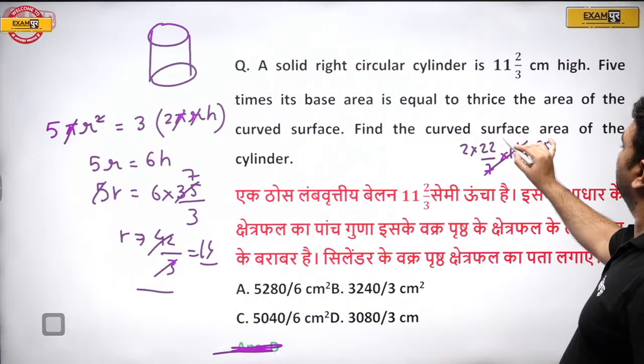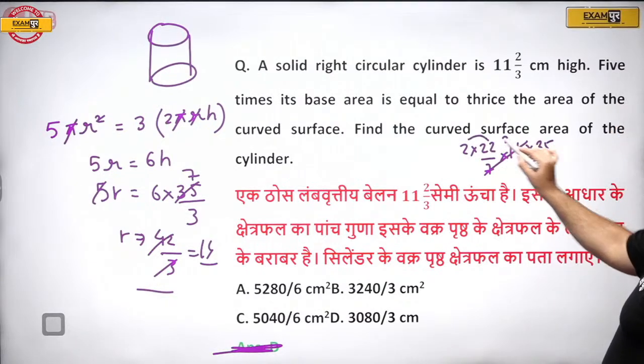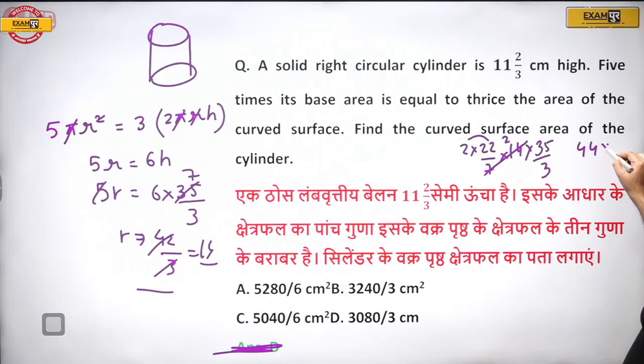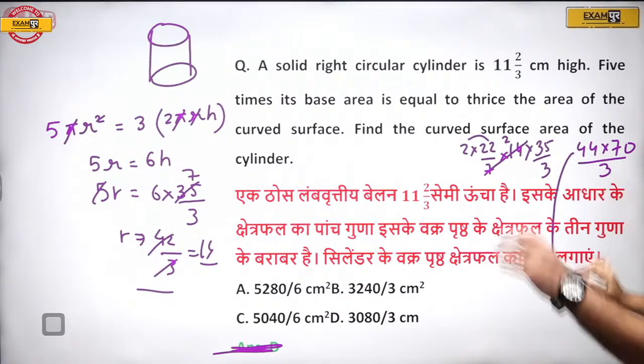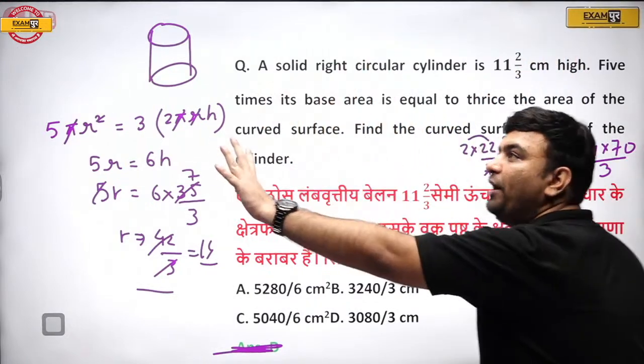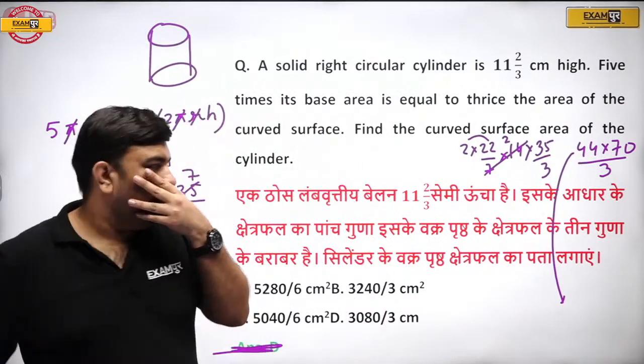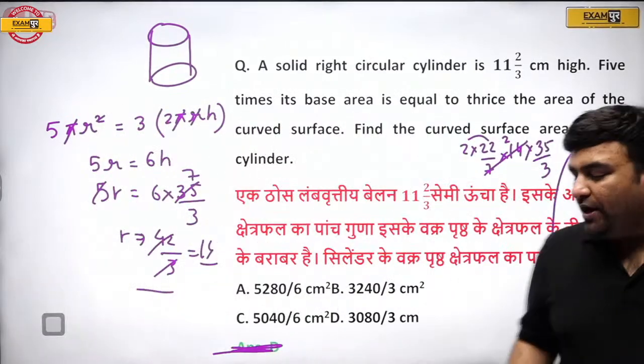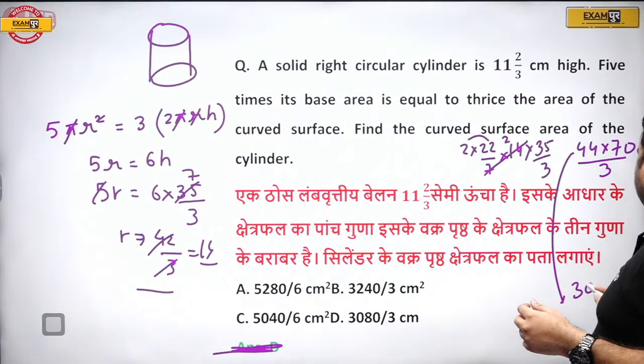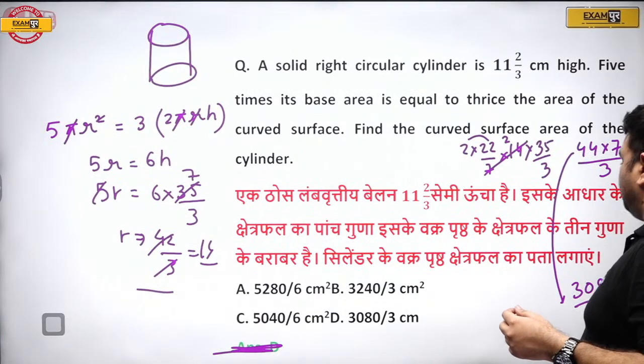It's 44 into 70 divided by 3. 7 4s are 28, 2800 plus 280. 3080. 3080 divided by 3. Answer.